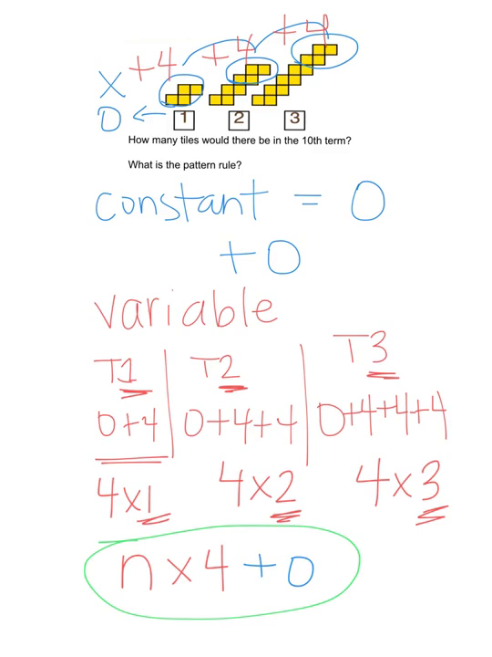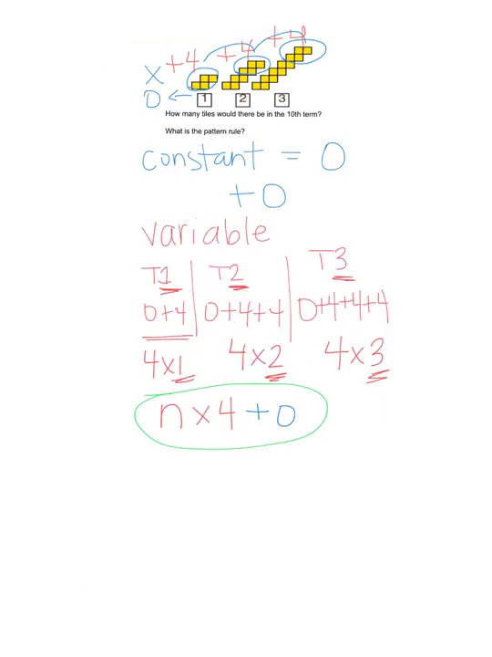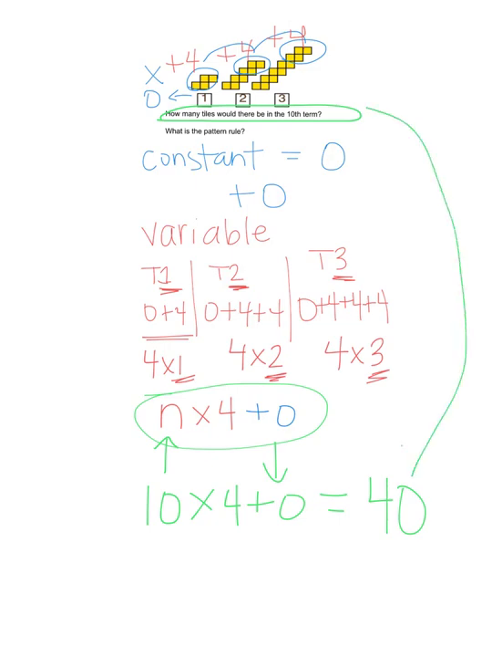And then I'm able to use this to solve what the 10th term in my pattern should be. So in order to solve for that 10th term in my pattern, all I'm going to do is substitute the number 10 in for n, and I'm going to multiply that by 4. And of course, I have 0 to add on, which I can write or not. It doesn't really make any difference. But I know that 10 times 4 is 40. So how many tiles would be in the 10th term of the pattern? There would be 40 tiles in the 10th term of the pattern.